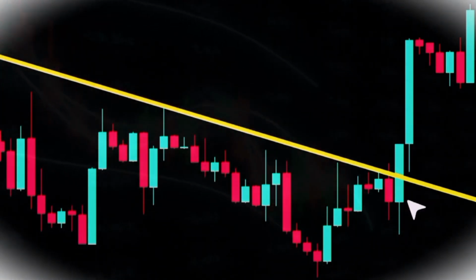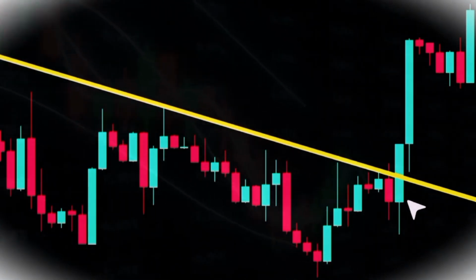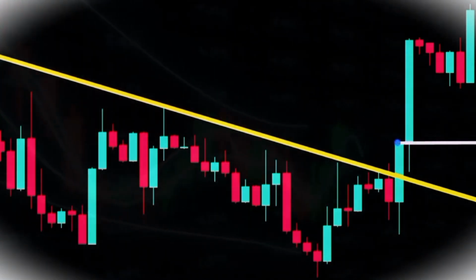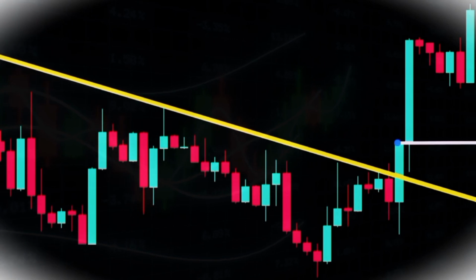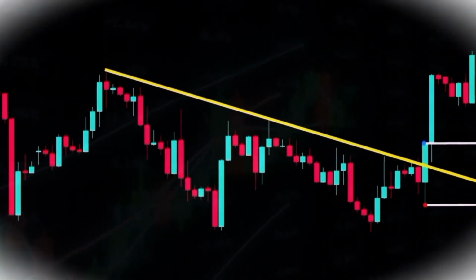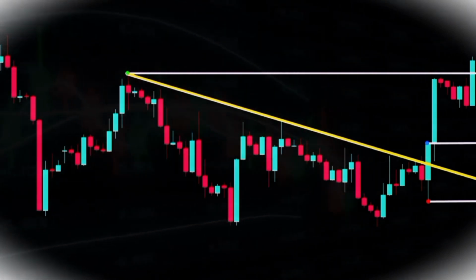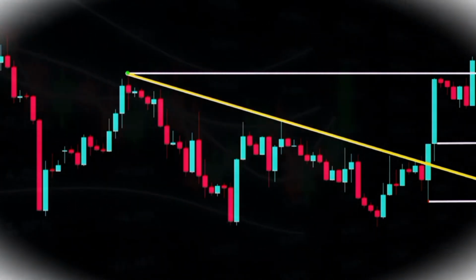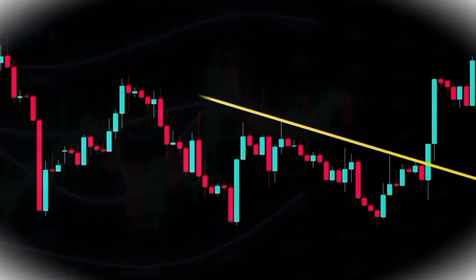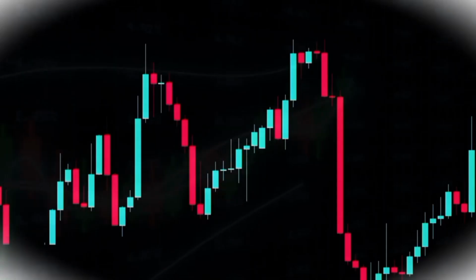A buy trade could be initiated here as well. We place a buy order above the high of the candle, and we put a stop loss below the candle. Our targets will be these highs. As you can see, the price achieved our targets on this trade. Here is an example of a sell trade.